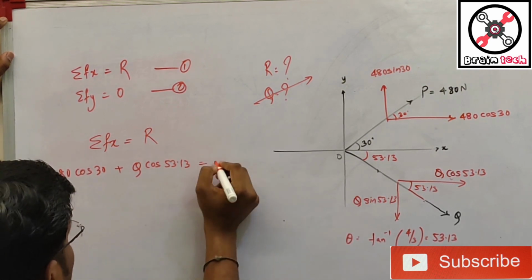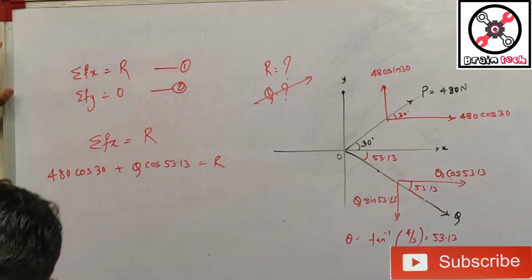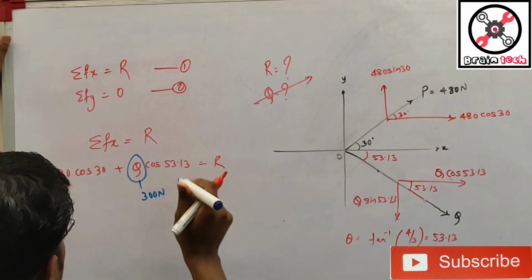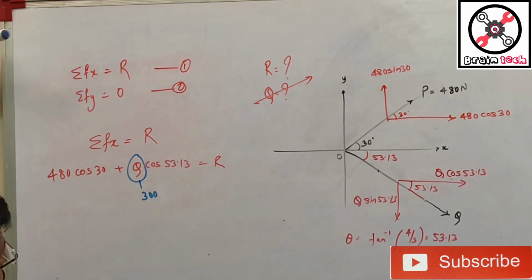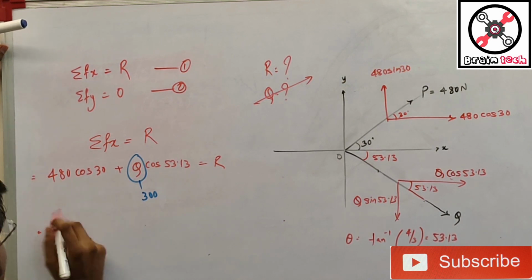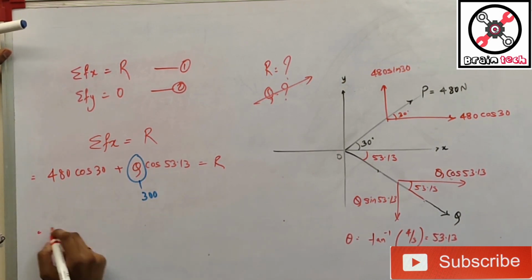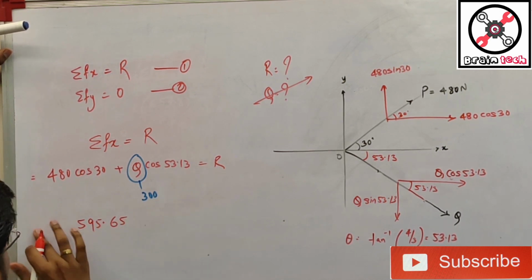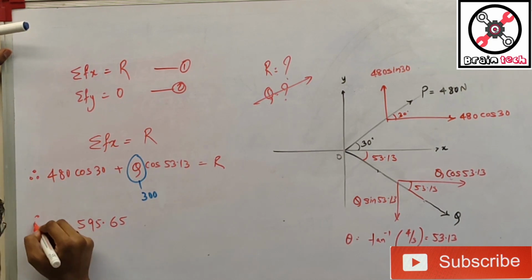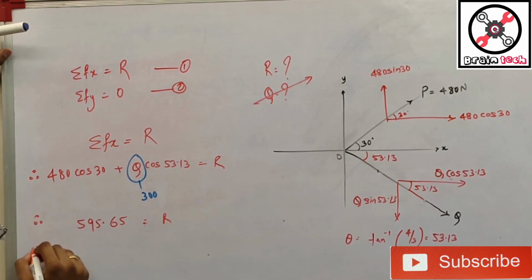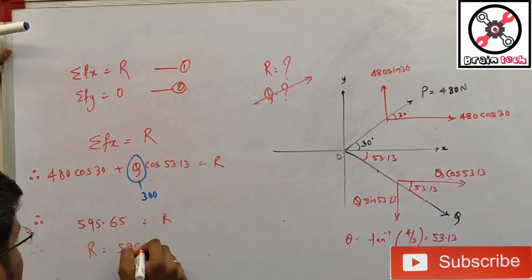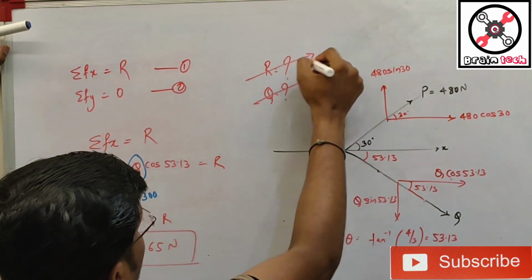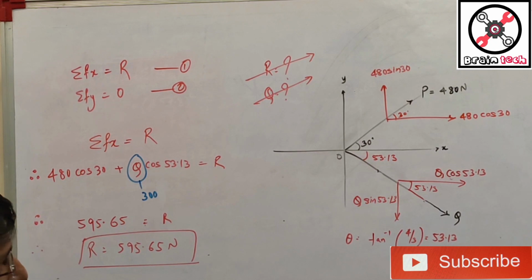53.13 equals R. But I know that my value of Q is 300 Newton. So I'll substitute the value here. I'll substitute the value of Q, that is 300, and I'll calculate. So I'll get the value of R as 595.65 equals R. So therefore R is equal to 595.65 Newtons. So you got the value of R also. It's a very important sum, it's a very good sum.